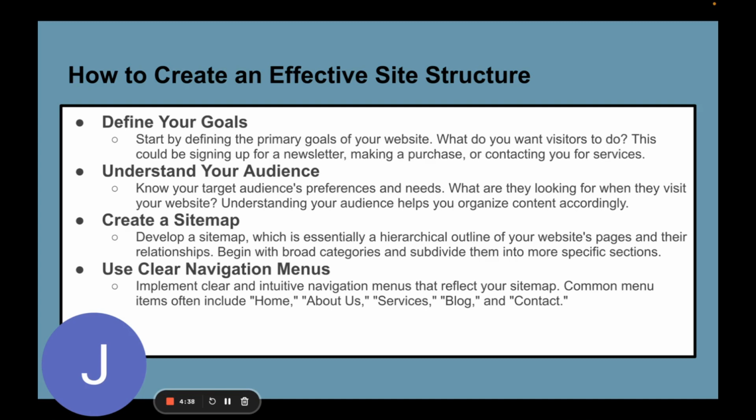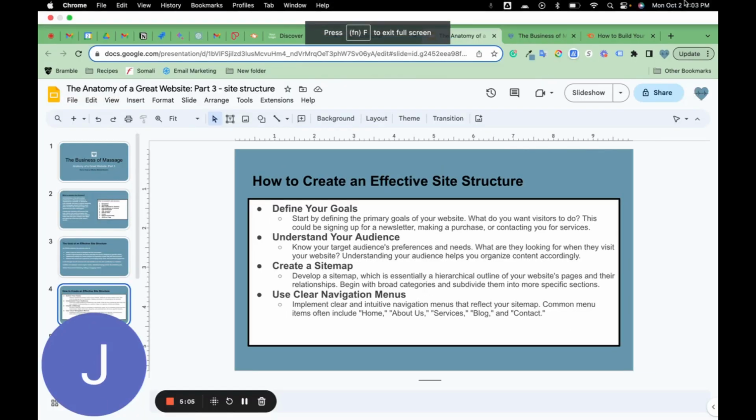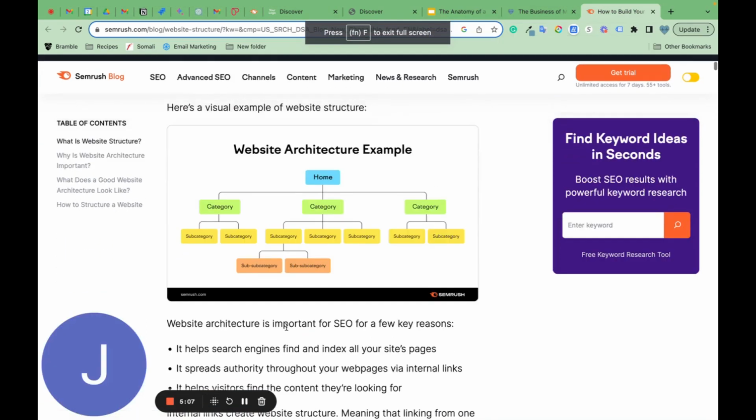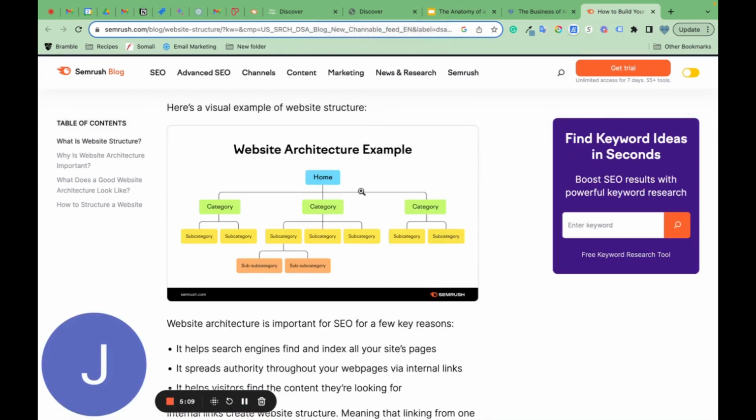Creating a sitemap. So develop a sitemap, which is basically a hierarchical outline of your website pages and their relationships. And you would want to start with the information being in broad categories and kind of narrowing down into more specifics. And then use clear navigation menus. So make it easy and very intuitive for people to find what they're looking for. And I'll show you an example here of a website architecture or sitemap.